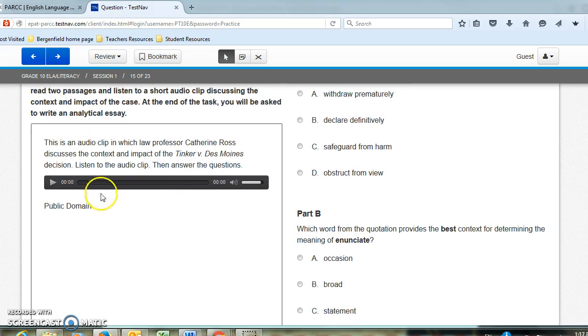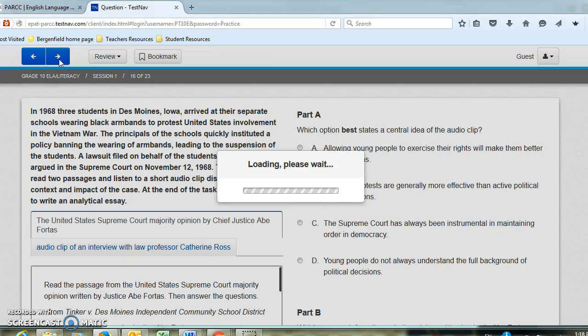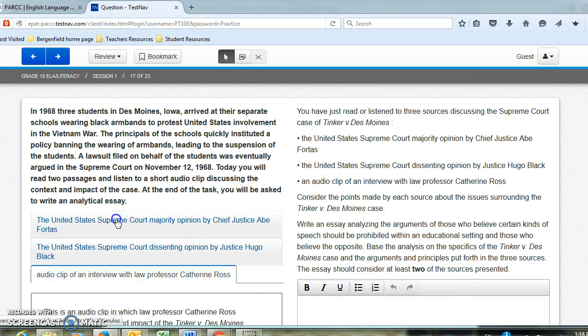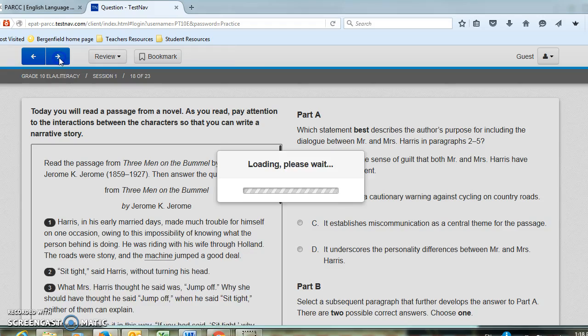Here's an example of an audio clip. You might get an audio clip or a video clip. Make sure you watch both, and make sure that you watch them, or listen to them, as often as you need to in order to understand them really well, because you may have to use them in your essay. Okay? So in this case, this essay is asking you to consider at least 2 of the sources presented, and they give you 3 sources. So you can decide which 2 you want to use, but you have to use both that you decide to use.